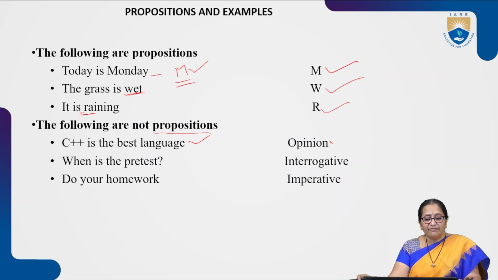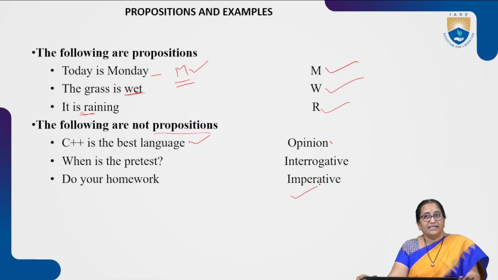Next one is, when is the pretest? Yes, I am asking a question. When is the pretest? That is an interrogative question. This is also not a statement, so this is not a proposition. Another one is, do your homework. Yes, I am telling you, do your homework. This is not a proposition, this is not a statement. I told you, do your homework. This is an imperative sentence.